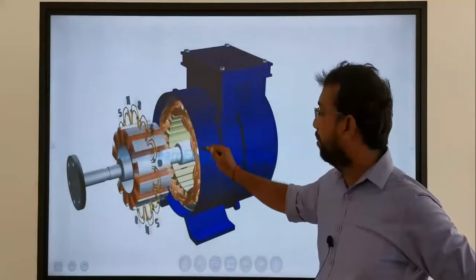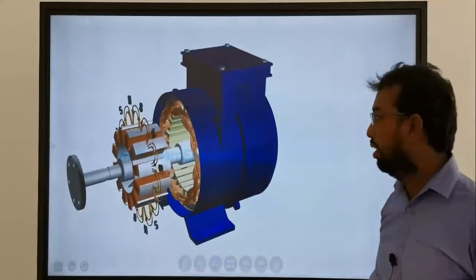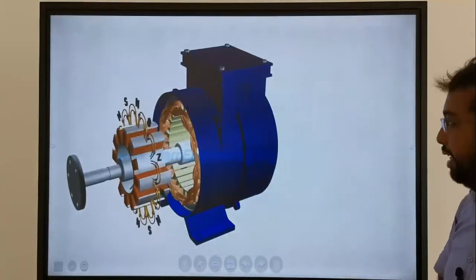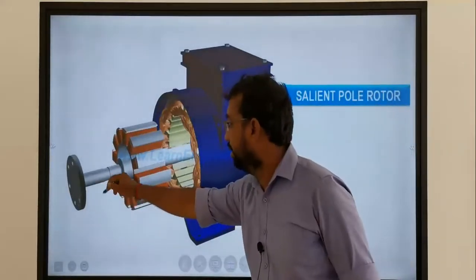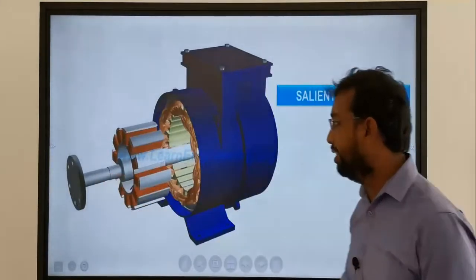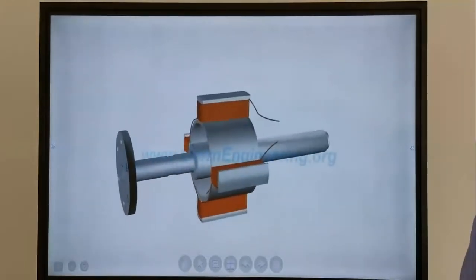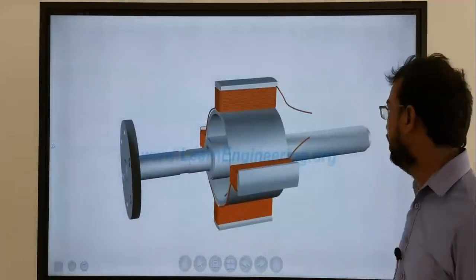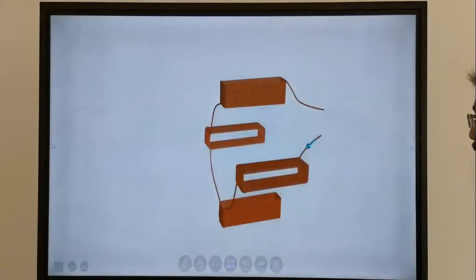This is the armature or stator. The stator is stationary, and the rotor is rotating inside this stator. Here the pulley is connected directly with the engine, or prime mover. Let's see only four salient poles, a simple form of four salient poles.